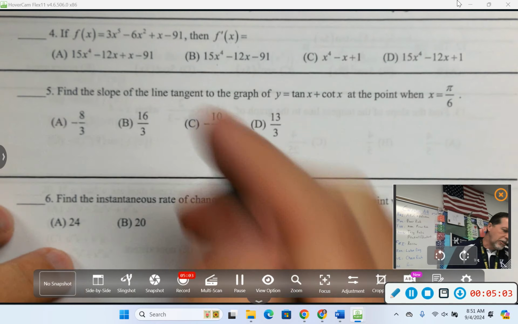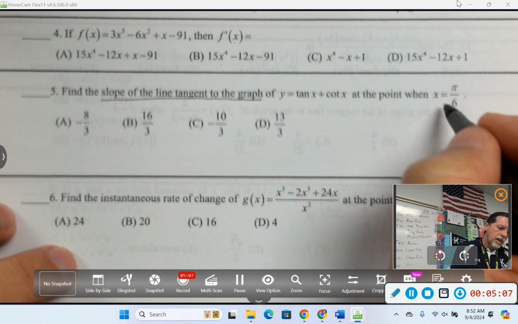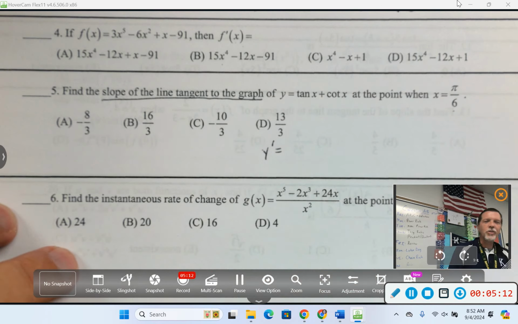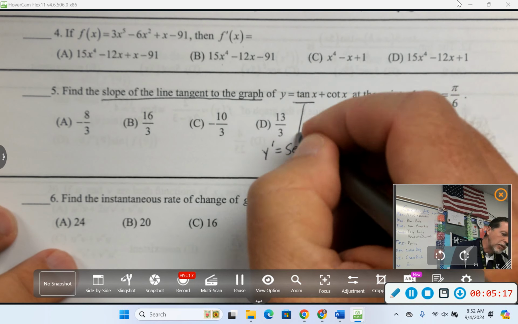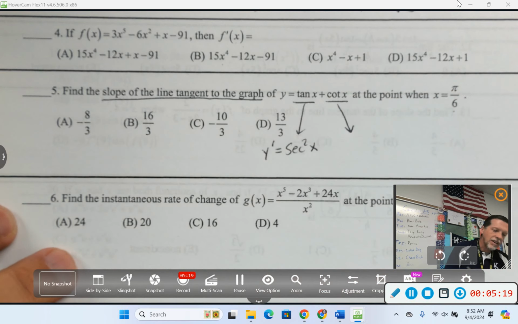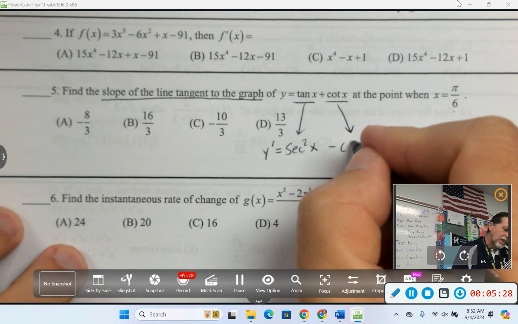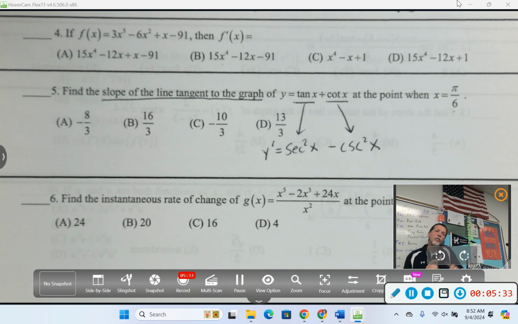Number 5. Slope of the line tangent to the graph. Fancy word for take a derivative. At pi over 6. Derivative of tangent is secant squared. Oh, I like that they gave me both of these because they kind of go together. If the derivative of tangent is secant squared, then the derivative of cotangent is negative cosecant squared. And I really don't know the derivative of cotangent without first thinking about the derivative of tangent. So I like that they're both there.